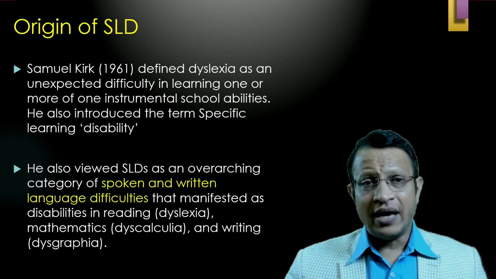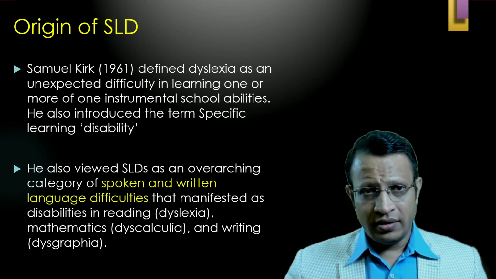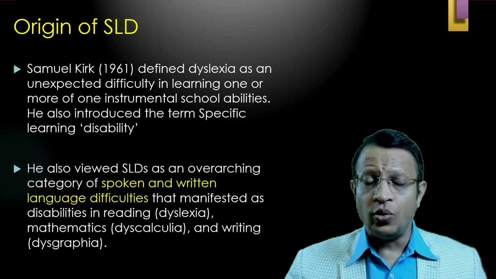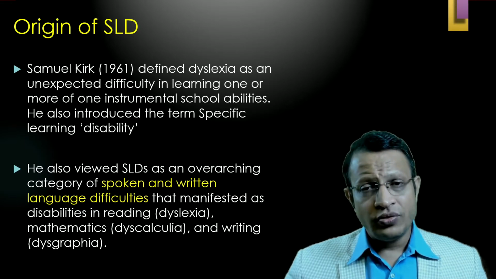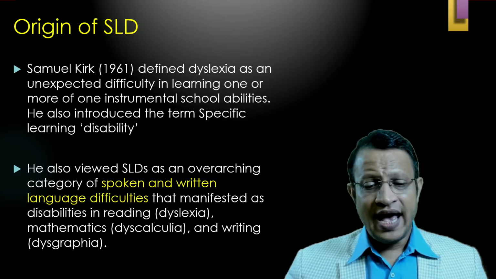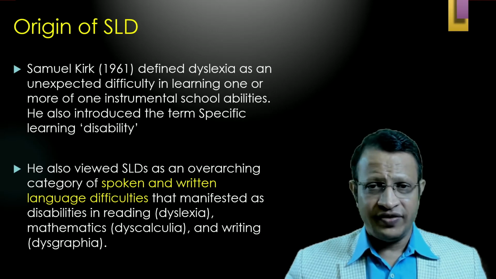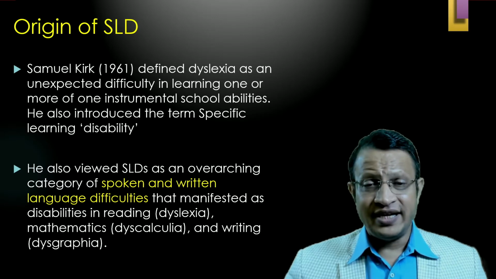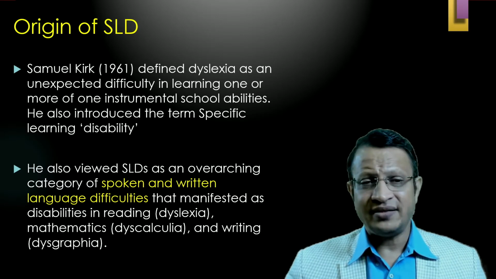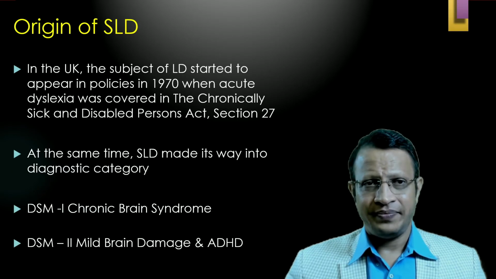Further, Samuel Kirk in 1961 defined dyslexia as an unexpected difficulty in learning one or more of the instrumental school abilities. He also introduced the term specific learning disability. He also viewed SLD as an overarching category of spoken and written language difficulties that manifested as disabilities in reading, that is dyslexia, or difficulties or disability in mathematics, that is dyscalculia, and writing, that is dysgraphia.